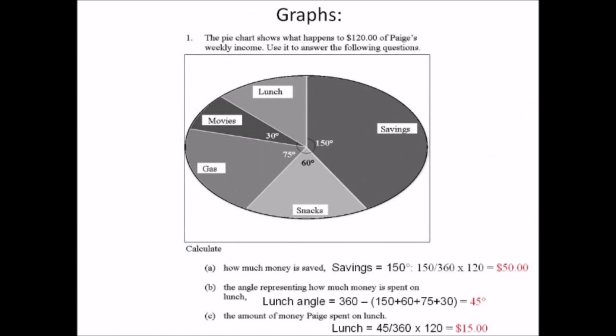Graphs. For this one, the savings worked out to be $50. The lunch angle is 45 degrees, and use that. And the lunch money would be $15. Okay, so that would be the answers for the graph using what they gave you. Remember, it's 360 degrees in a circle, so in a pie chart it's the same thing. Use 360. You have to use the 360 to find the missing sector first, and then work it from there.